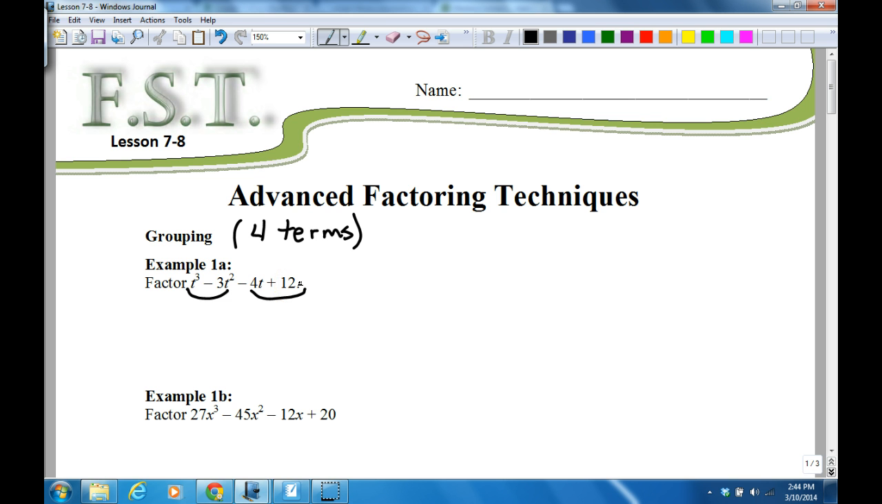Okay? So, if I were to rewrite this, I would write this as t to the third minus 3t squared plus negative 4t plus 12. Okay? What we're going to do is look at the first group. What greatest common factor can I take out of that? T squared. So if I take out a t squared, I am left with t minus 3. Good. Because it has a negative right here.